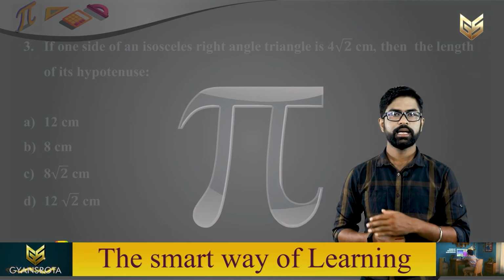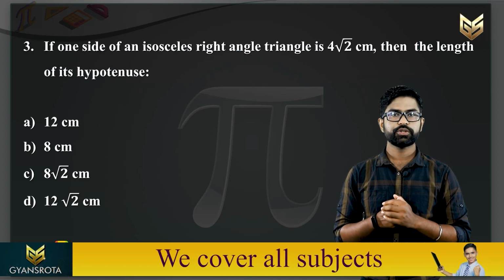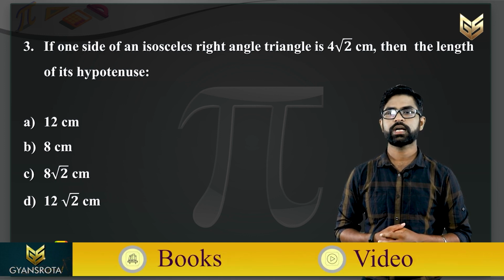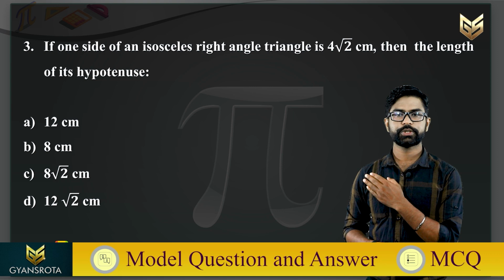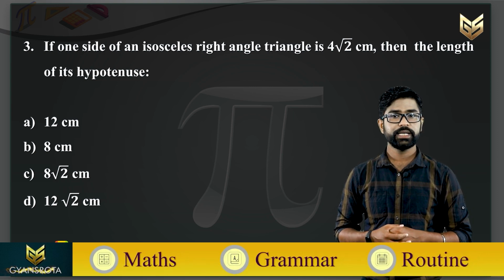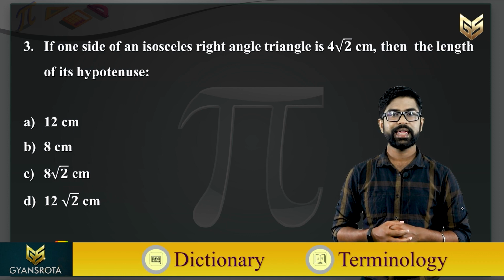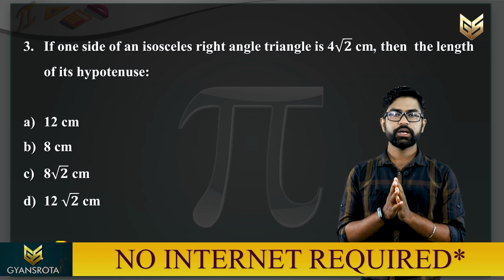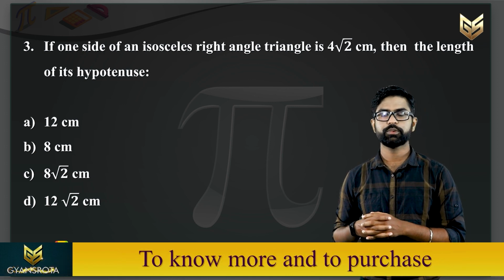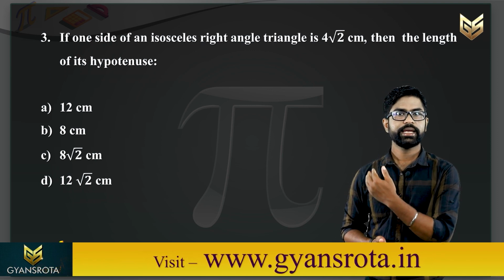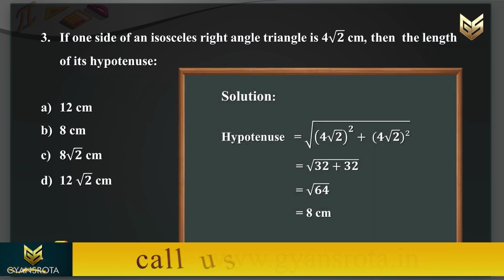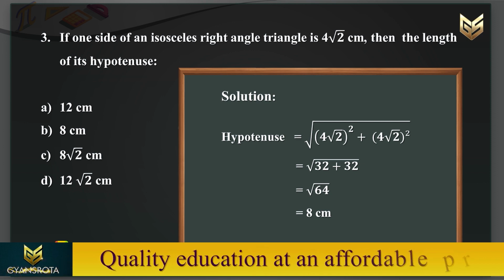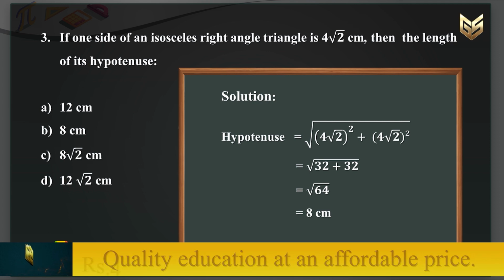Then the next MCQ. If one side of an isosceles right angle triangle is 4√2 centimeter, then the length of its hypotenuse. The options are: option A 12 centimeter, option B 8 centimeter, option C 8√2 centimeter, and option D 12√2 centimeter. Now you need to find the value of the hypotenuse. The value of its hypotenuse will be equal to the square root of the sum of their squares, because according to Pythagoras theorem we know that hypotenuse square is equal to the sum of the squares of the other two sides.